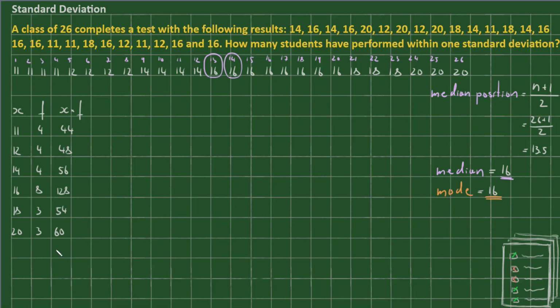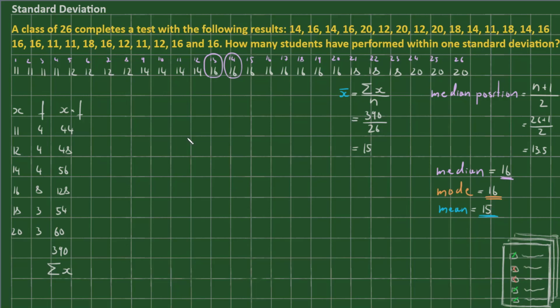The sum of these values is 390. This 390 represents the sum of all x values, and this is something I can use to calculate the mean. The formula for the mean is x bar equals the sum of all x values over n. In this case, that means that I will have 390 divided by 26, and that will give me 15. So I can say that the mean is equal to 15.